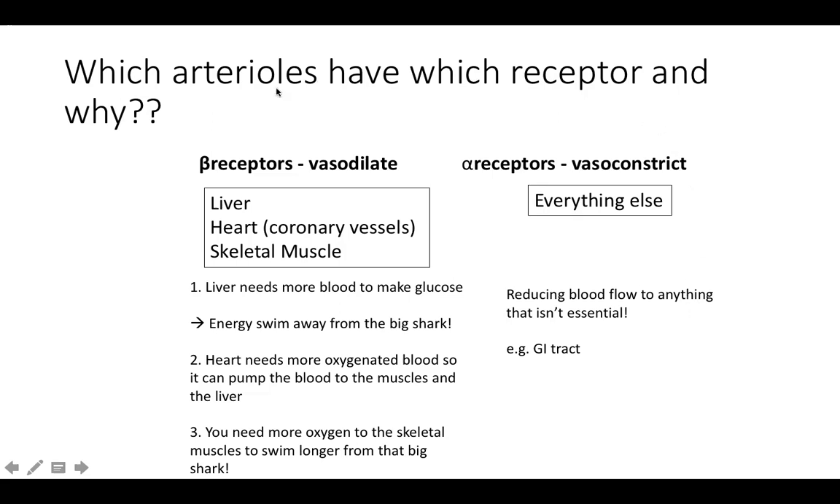So think of it like that to determine which of these arterioles have beta receptors and which have alpha receptors. Everything else is alpha receptors. But beta receptors are in the organs where you actually need blood flow in order to carry out the fight or flight response.